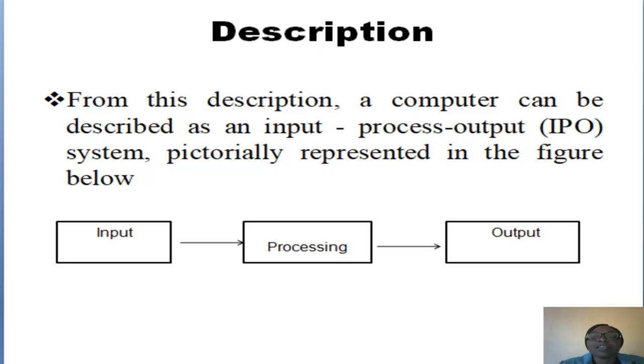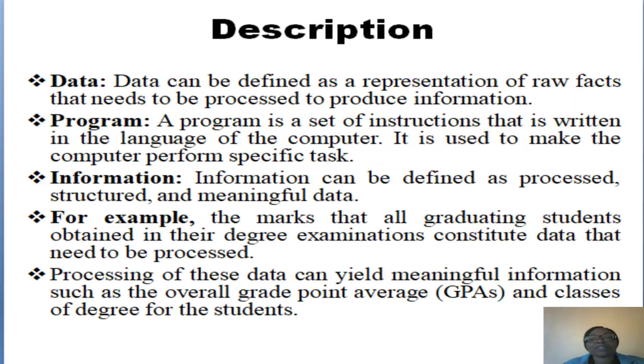Now, I mentioned three things. A computer can be described as input, processing, and output. We call it IPO: I for input, P for process, and O for output. I have a pictorial representation here: input, processing, output. So that is the definition of computer.